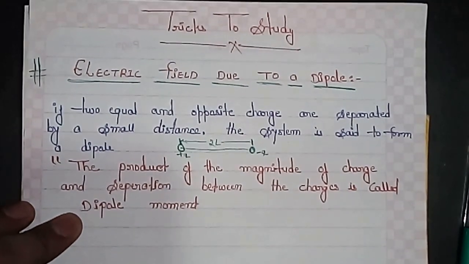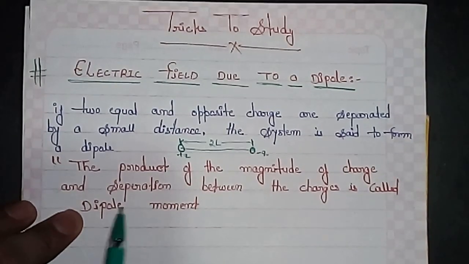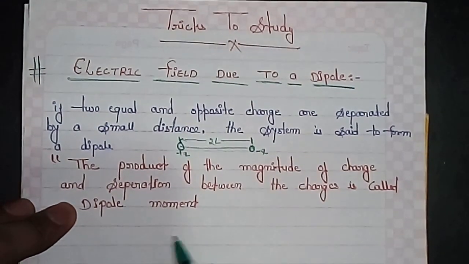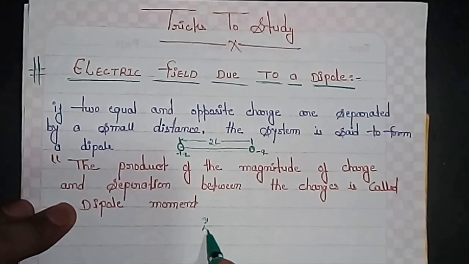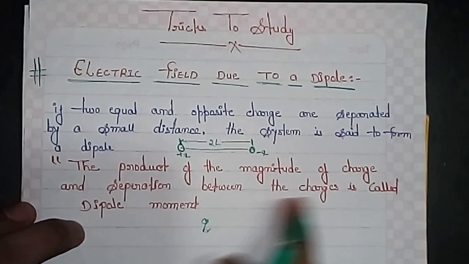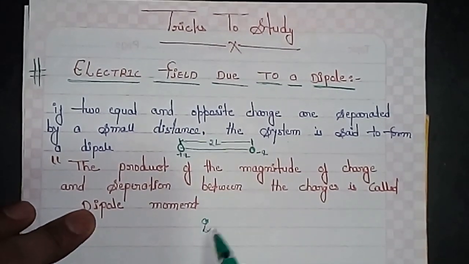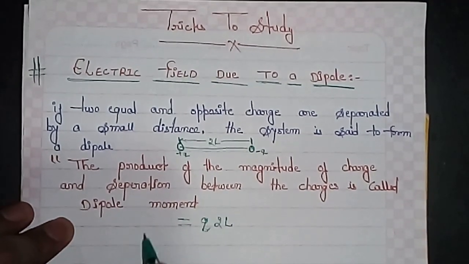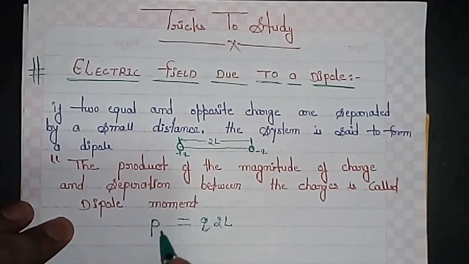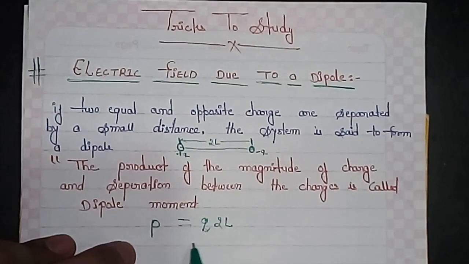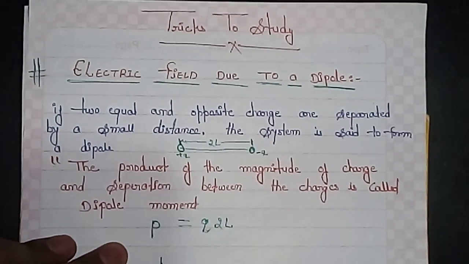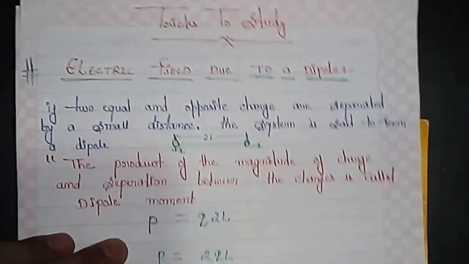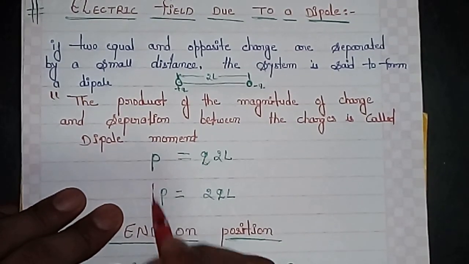Here the dipole moment is defined as the product of the magnitude of charge, which means for plus q and minus q the magnitude is only q, and the separation between the charges, which is 2L. This is called dipole moment, which is represented by P. P is equal to q into 2L, or we can also write P is equal to 2qL.